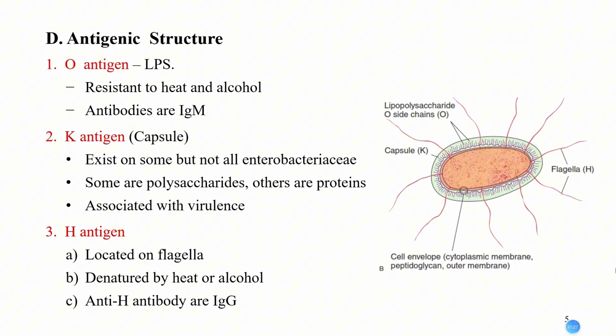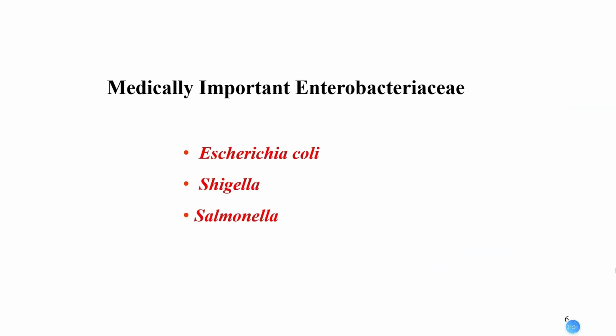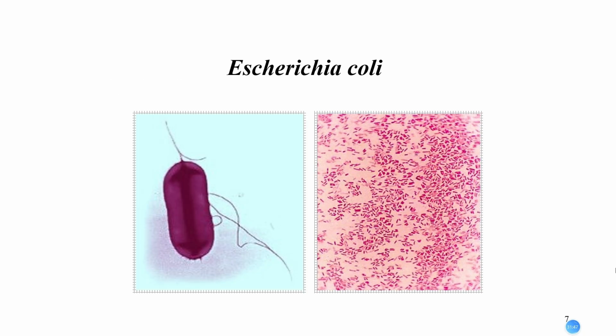Okay, so that's three major types of antigens they have. Today we are going to introduce the most important pathogenic bacteria in this big family, including E. coli, Shigella, and Salmonella. This is E. coli, a Gram stain of E. coli under the light microscope. They look like this.